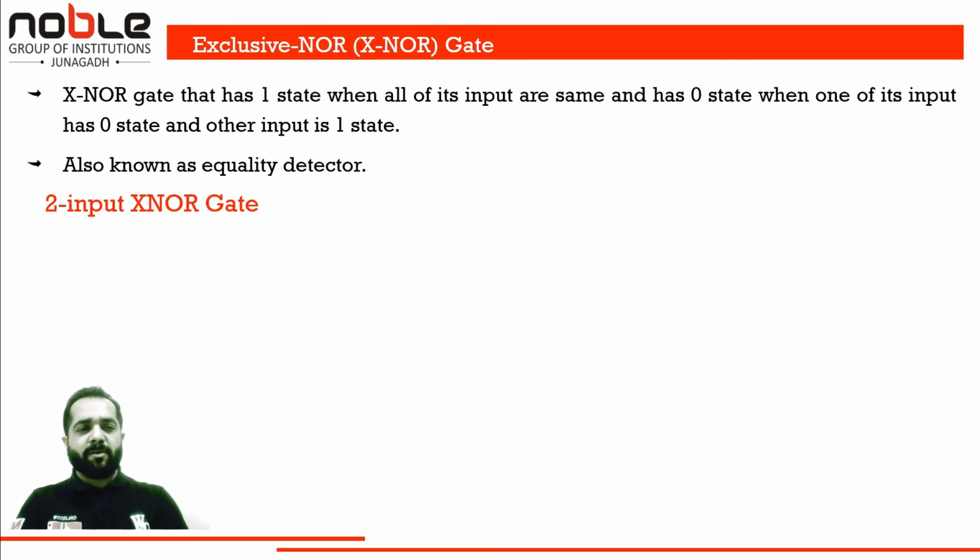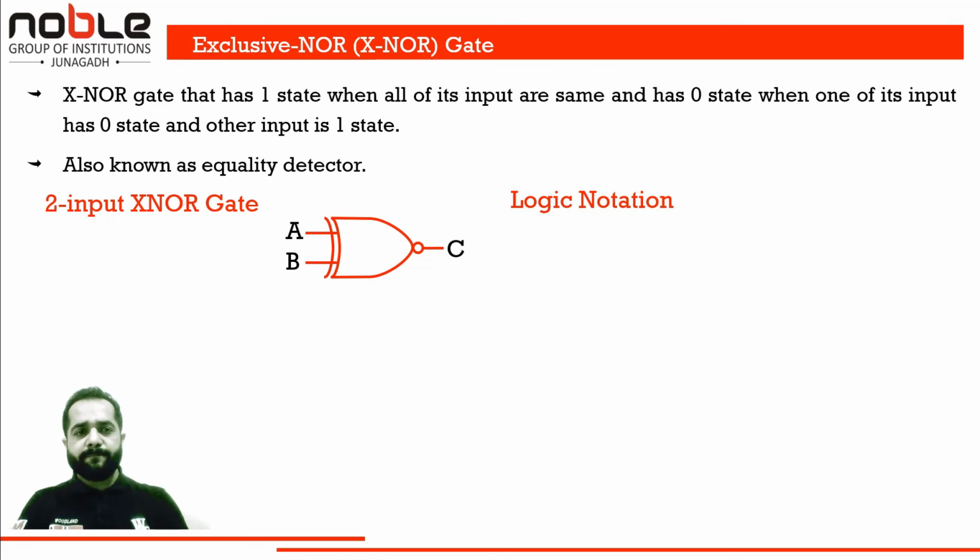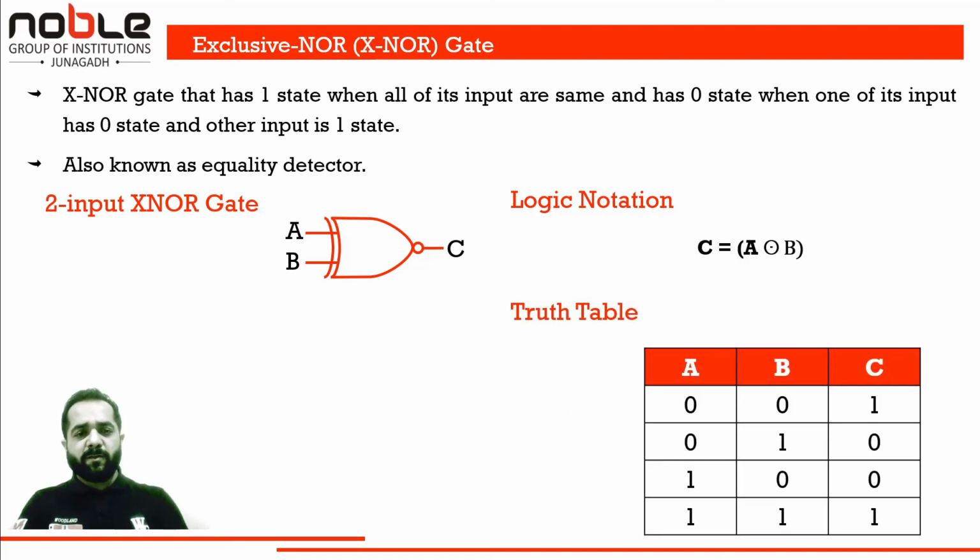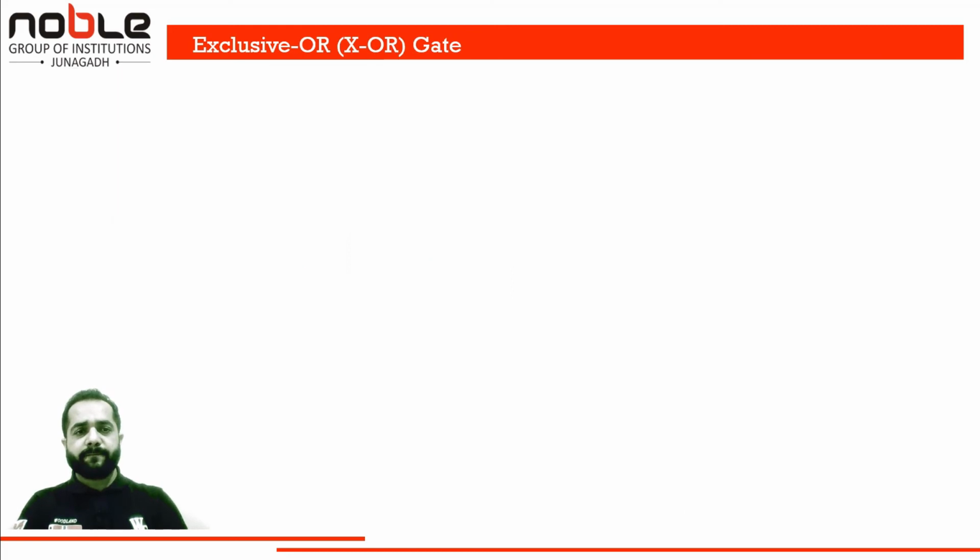The symbolic representation of the 2 input XNOR gate is shown here. It has 2 inputs, one is A and the second one is B, and the output is C. The logical notation or Boolean algebra of the XNOR gate is C equals (A dot B) bar, with a bubble. Truth table. There are 2 inputs, so 4 possibilities. A is equal to 0, 0, 1, 1, B is 0, 1, 0, 1, and we get the output C as 1, 0, 0, 1.